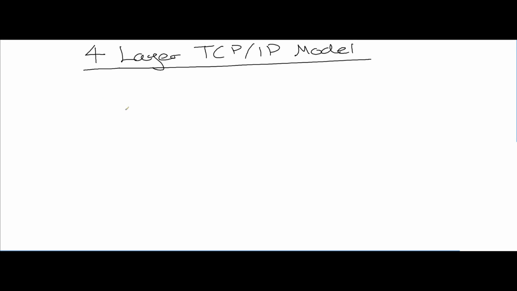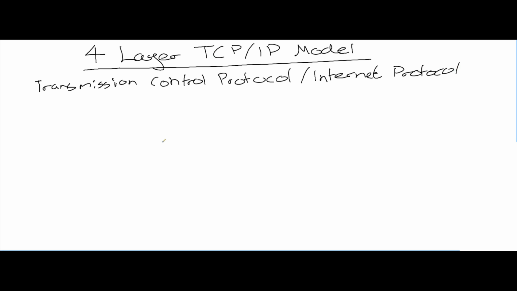In this video tutorial I'm going to be going through the 4-layer TCP/IP model. And let's deal with what TCP/IP stands for first of all. This is an acronym for Transmission Control Protocol / Internet Protocol. And this is a set of protocols that work as 4 connected layers, and they pass incoming and outgoing packets up and down the layers during network communication across the internet.